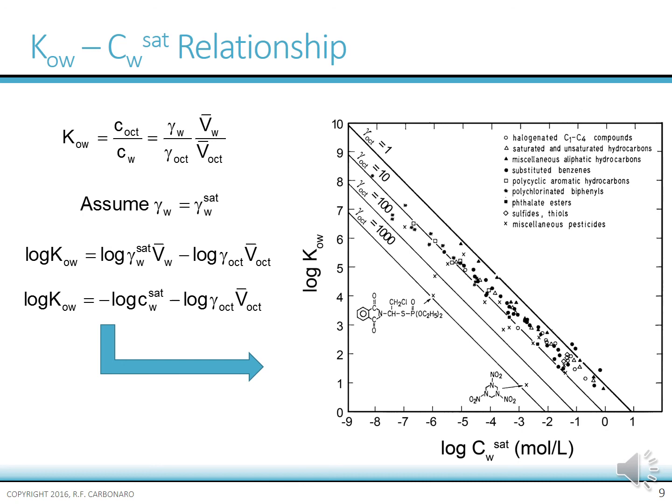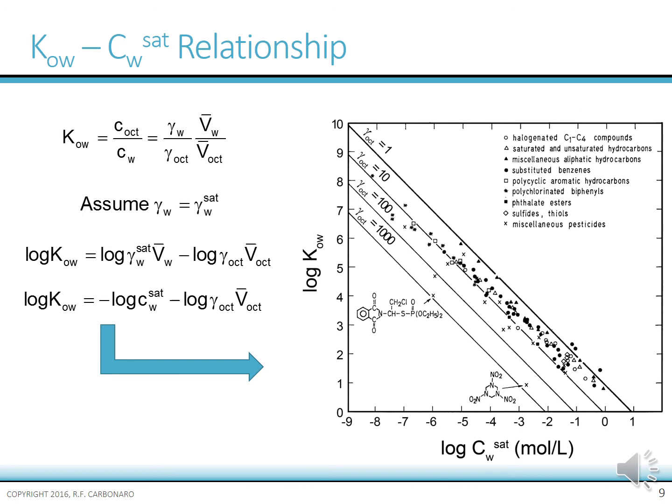Now, what is that about? Well, if we recall the definition for KOW on the previous slide, it was the ratio of the concentration in the octanol phase to the water phase. And equivalently, that could be written in terms of the activity coefficient in water divided by the activity coefficient in octanol times the ratio of the molar volumes. That's what's shown on the top line on this slide, the first equation there.